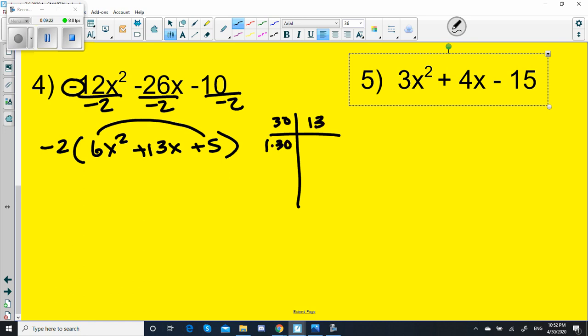So 1 times 30, when I add them, that's 31. That's not it. 2 times 15, when I add them, that's 17. That's not it. 3 times 10, when I add them, that's 13. There it is, right there.